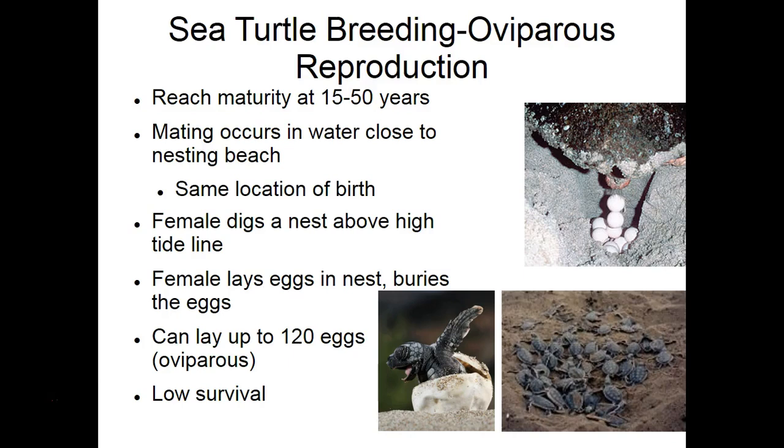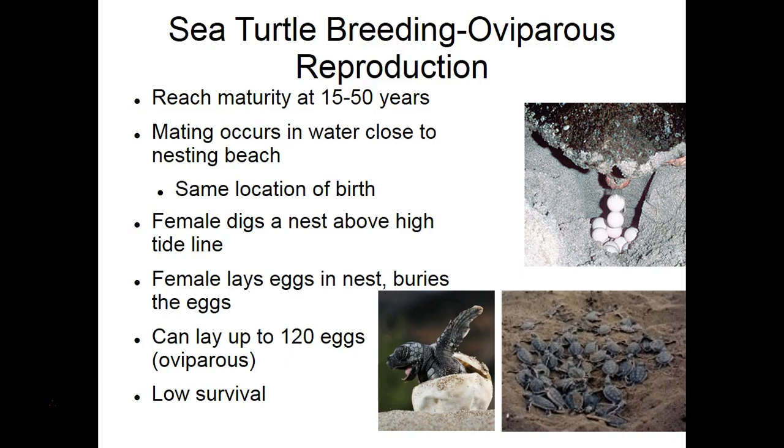And then the female will come on shore, and she will dig a nest that is above the high tide line so that her eggs don't get washed away by the water. She'll dig a nest, and once her nest is deep enough, she will deposit her eggs into her nest and bury those eggs. Depending on the species, they can lay up to about 120 eggs in one nest. Now, she buries them and then she leaves. So the embryos are there to be incubated in the sand, not by her.